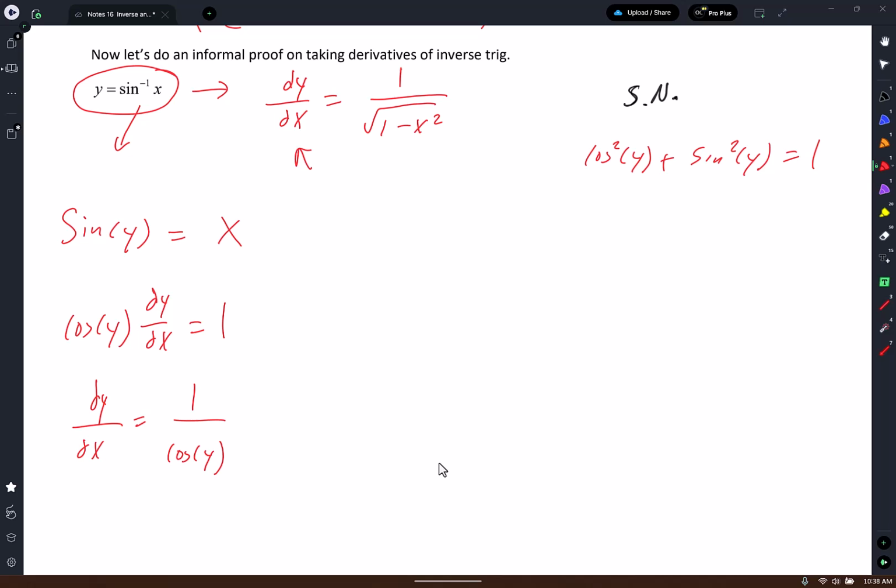Well, you see how I have 1 over cosine y? That does not look like 1 over square root of 1 minus x squared. But I want that. And I can get that by simply writing this in terms of cosine y. Move that sine squared to the right. Cosine squared y equals 1 minus sine squared y. Some of you maybe can see it already. I need to take a what? Square root. Whatever you do to one side, you do to the other.